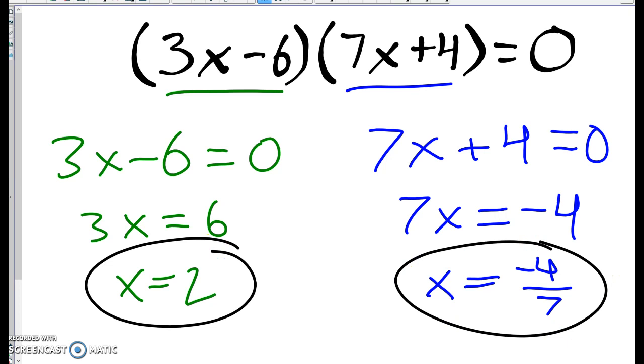If you plugged in 2 all the way through, 3 times 2 is 6, minus 6 equals 0. And even though 7 times 2 plus 4 isn't 0, because one of them is 0, they'll multiply together to be 0. And the same thing if you plugged in -4/7. You would get 0.